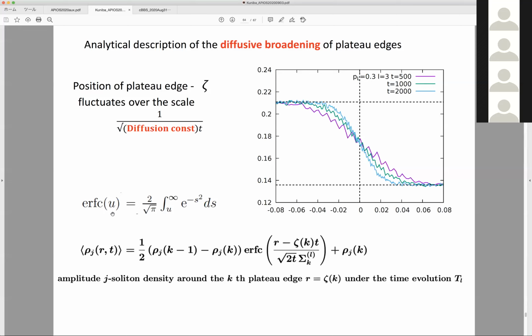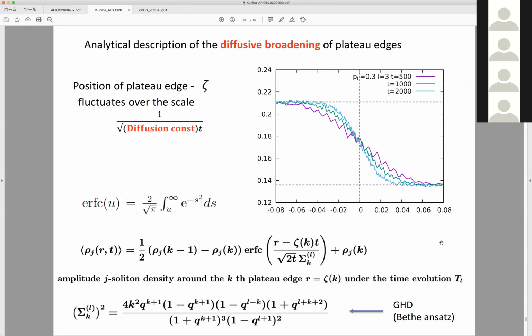This is the complementary error function. So this is kind of minus tangent hyperbolic. Differentiating this gives a Gaussian, so that's diffusive, like this. So this kind of formula should fit if we switch to the proper scaling variables. And the most important thing about this fitting is to find the correct formula for this diffusion constant. And this can also be obtained exactly by GHD like this.